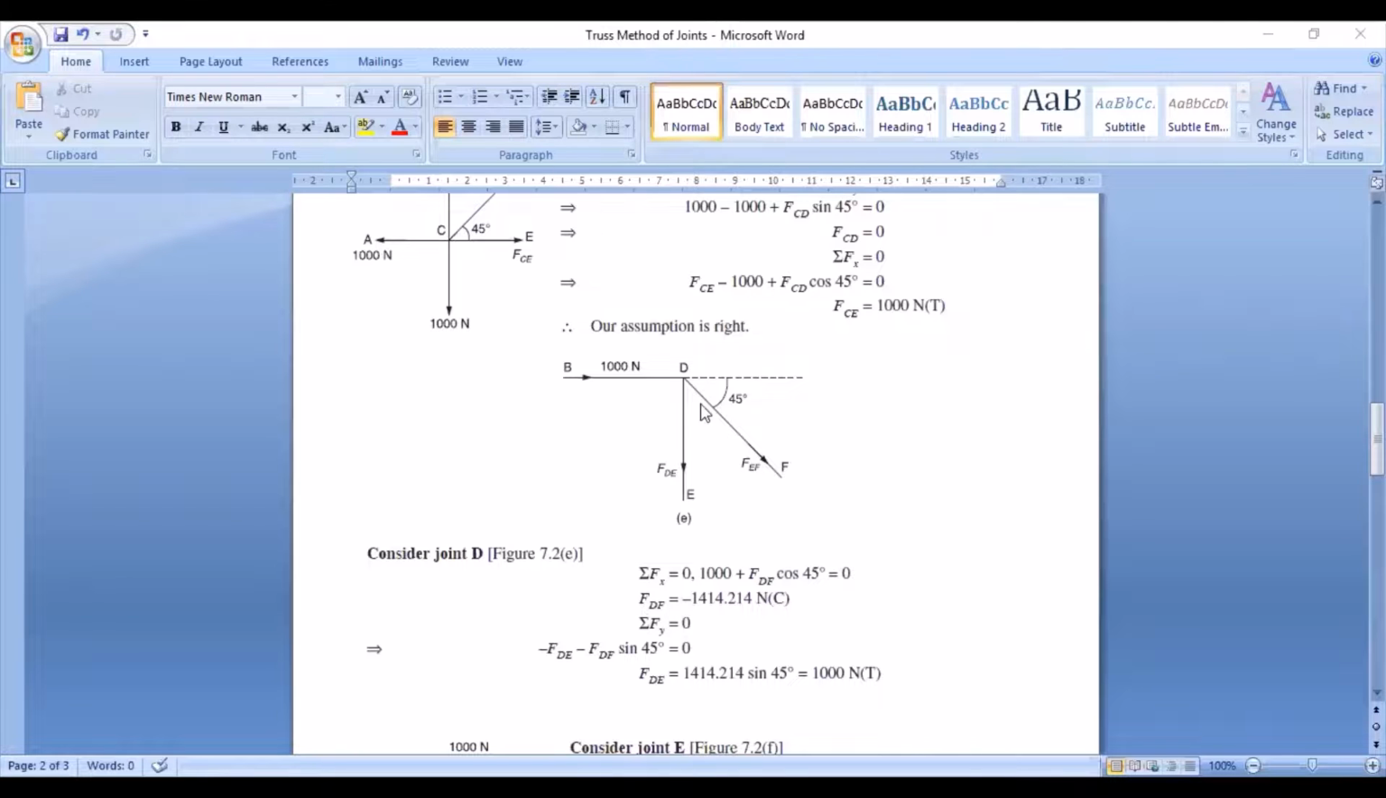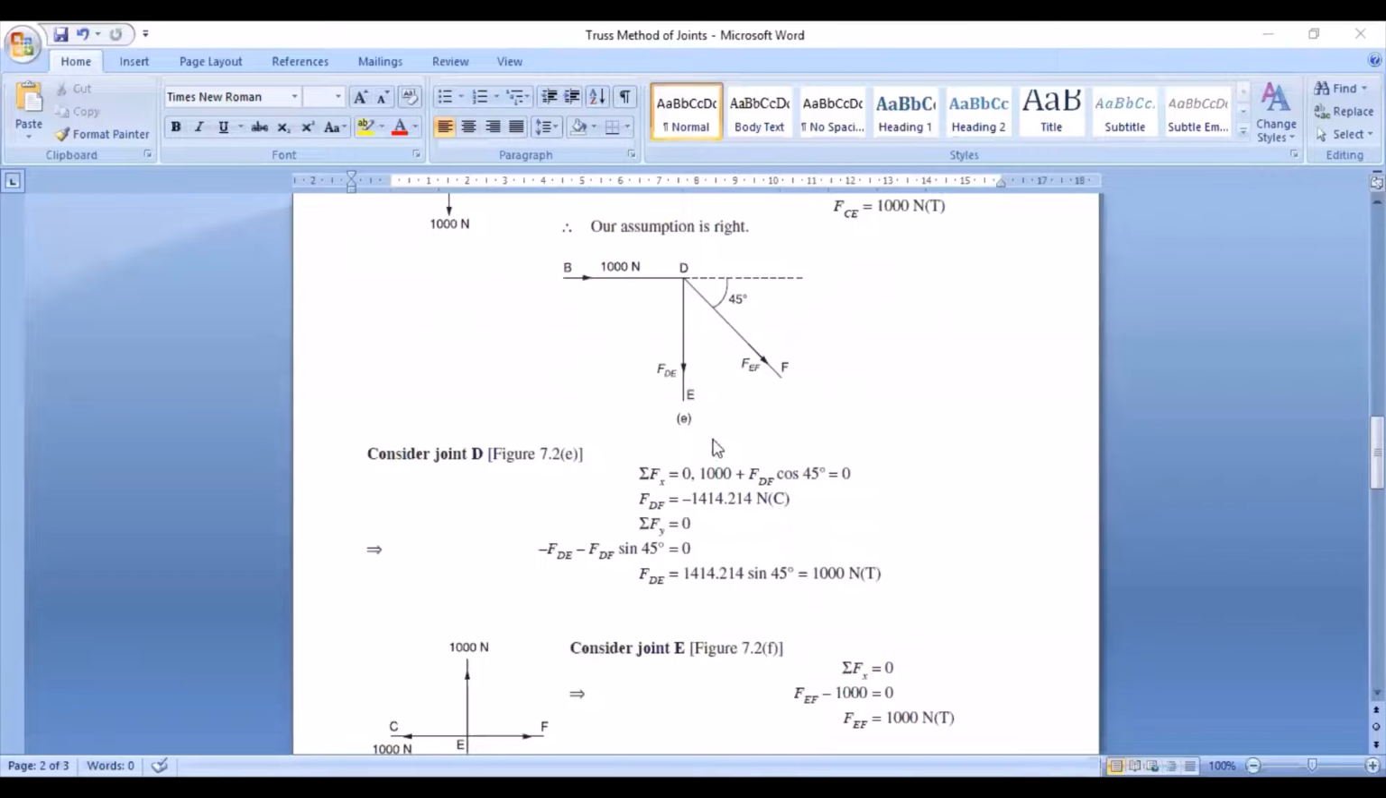So what does it mean? It means that the direction is to be reversed, and you are going to reverse it once I finish the whole of this calculation. So this DF arrow will be towards D when you consider joint D.